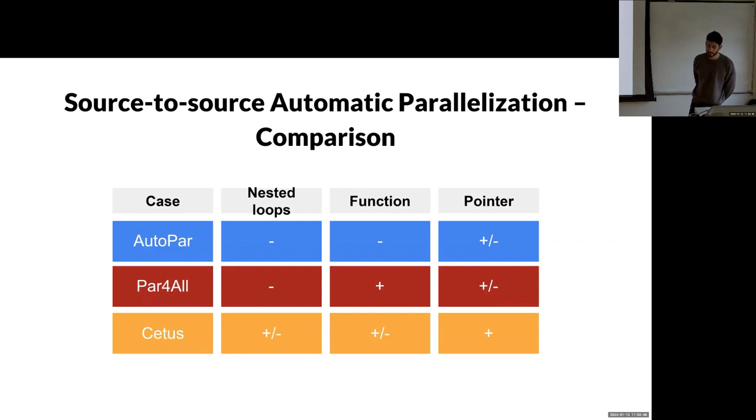So to sum up, Autopar failed the nested loop test, the function side effect test, and the pointer aliasing. We did find some cases that it did manage to understand, so it's a plus minus. Par4All did manage to identify the nested loop, the function, and the pointer. And Cetus, we can claim that maybe because he put the if 10,000 operation that it would be actually okay. And function, well, they did fix it in Cetus 2, so it's also plus minus. And pointer, he did manage to identify correctly.